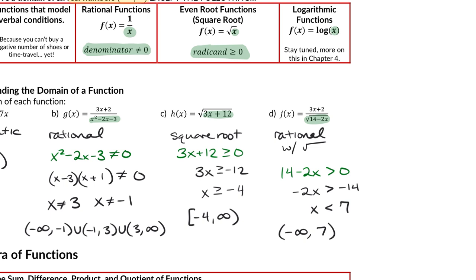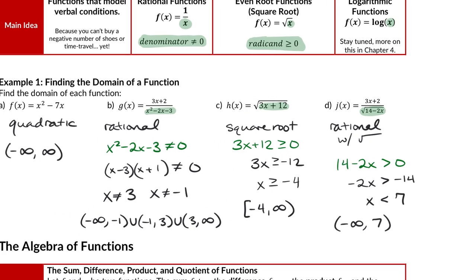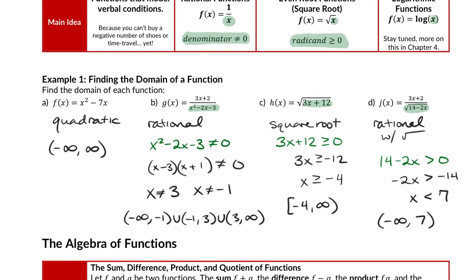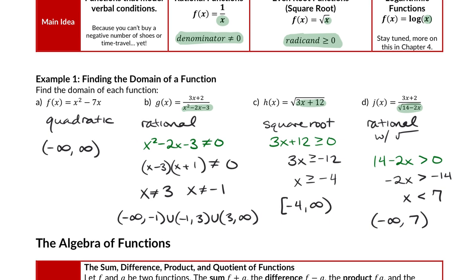So in questions that ask you to find the domain, if it's a quadratic or a cubic or a linear function, easy answer, it's all real numbers. It's only for rational functions, square root functions, and eventually logarithmic functions that you have to do anything weird.